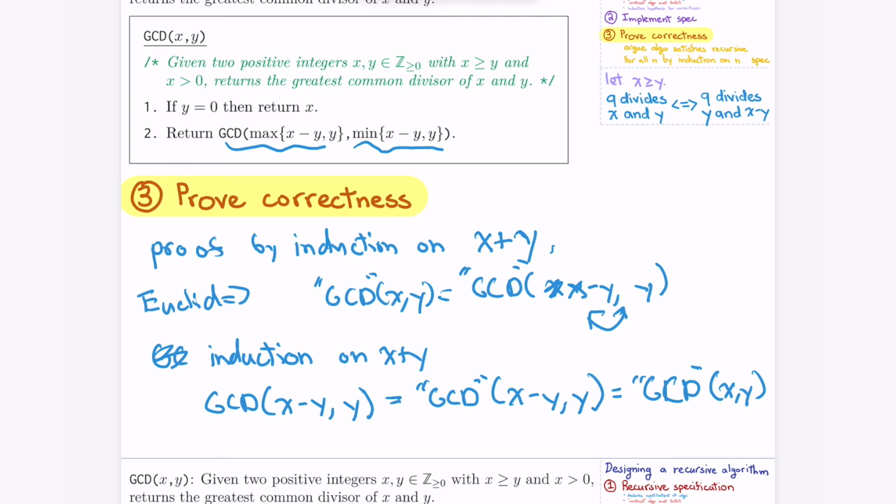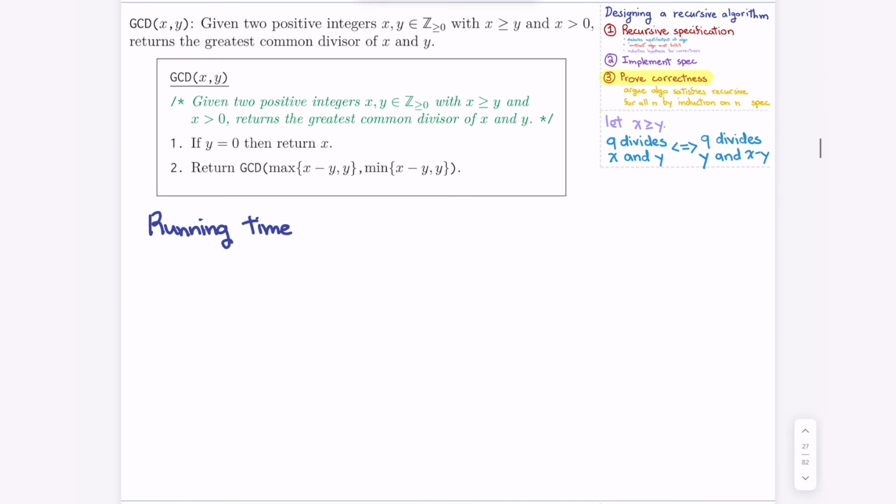And then recursion tells us that our algorithm, when I call it on x minus y and y, will get the true GCD of x minus y and y, which is mathematically equal to the GCD of x and y. Recursion here is valid because the sum of the two parameters is always going down. And it bottoms out. So that's so much for correctness.